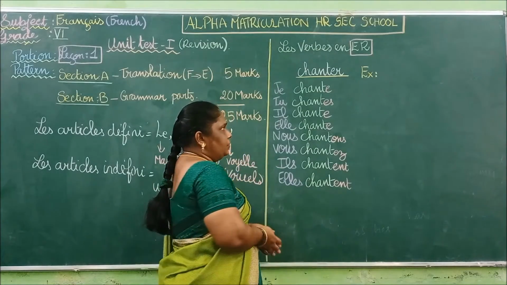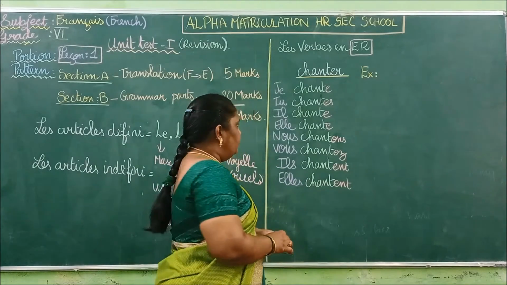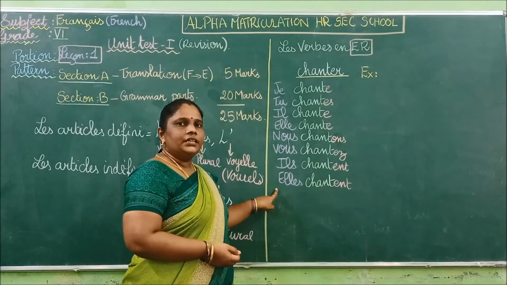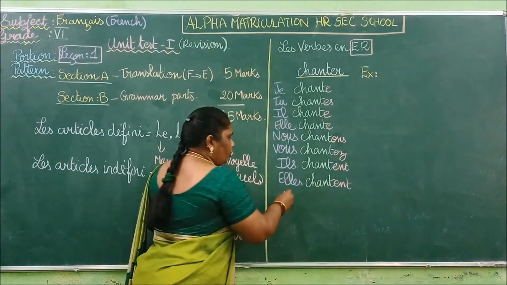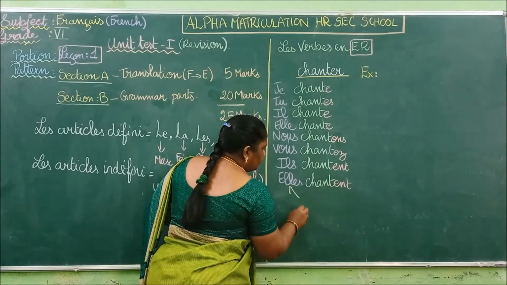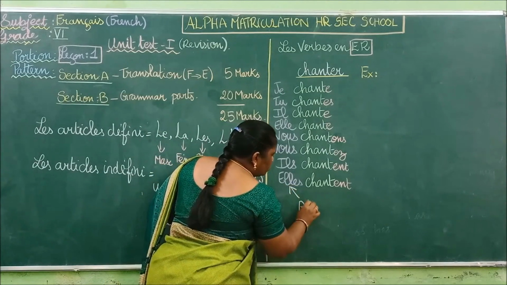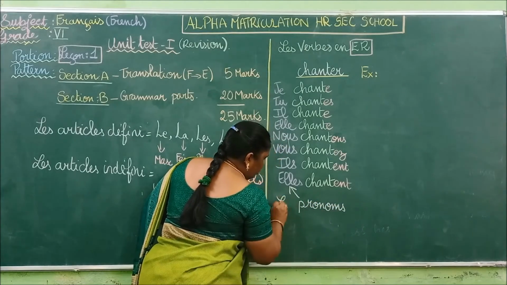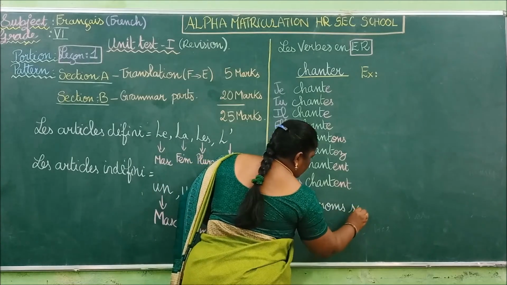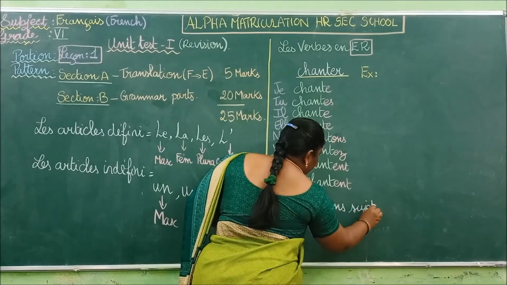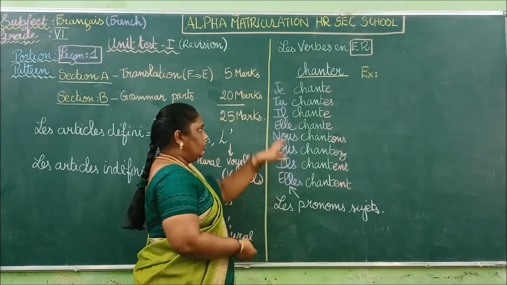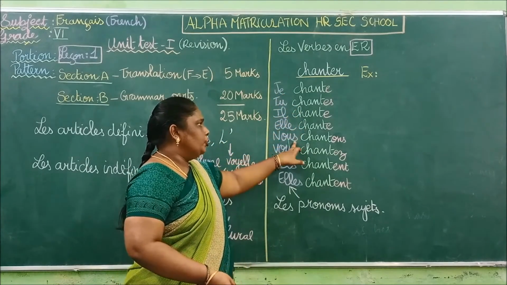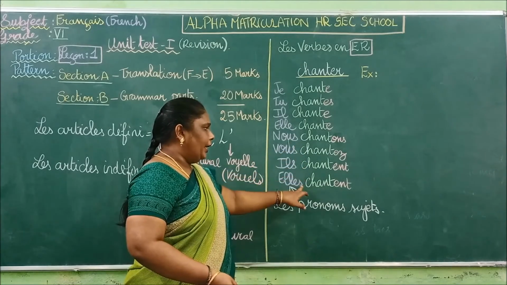Okay, so in this lesson we saw the conjugation. And before the conjugation, what are these? These are the subject pronouns, les pronoms sujets. D'accord? So these are the subject pronouns. Okay, so je, tu, il, elle, nous, vous, ils.